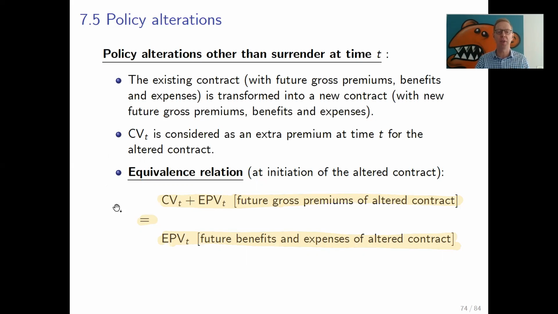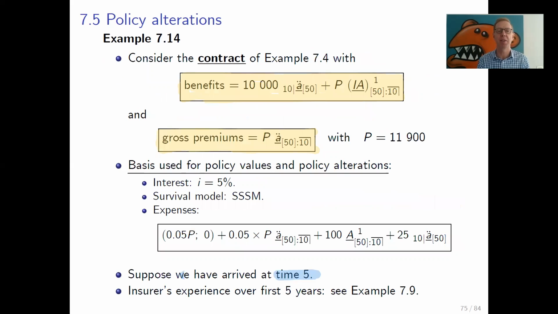So in the altered contract, we have the actuarial value at time t of future benefits and expenses of the altered contract, the expected present value at time t of future benefits and expenses of the altered contract. This must be equal to the actuarial value of the premiums that will be paid according to the new contract, plus the cash surrender value. So the cash surrender value indeed is considered as an initial premium in the new altered contract. Let us illustrate this by some examples.